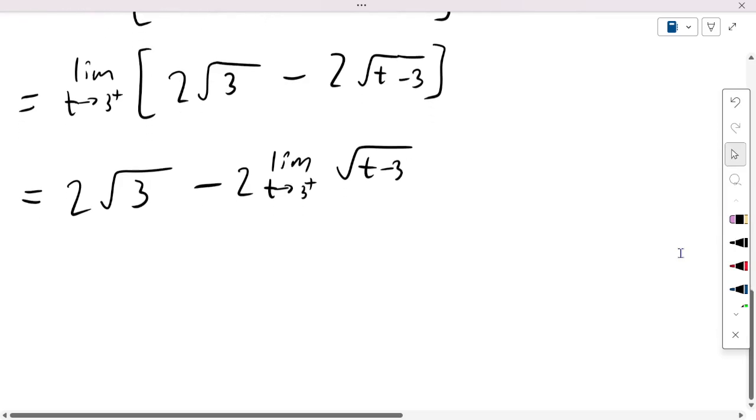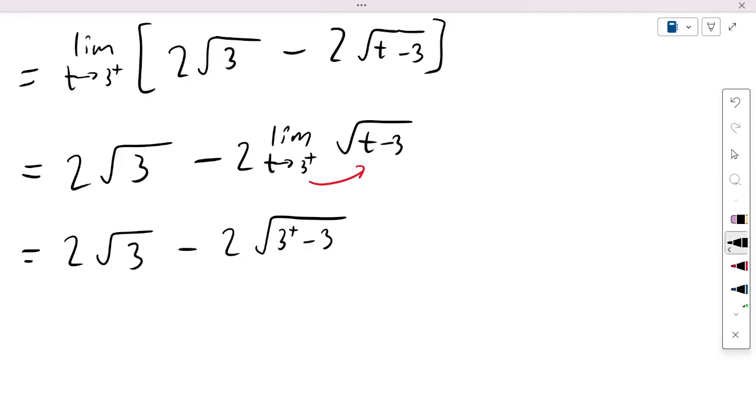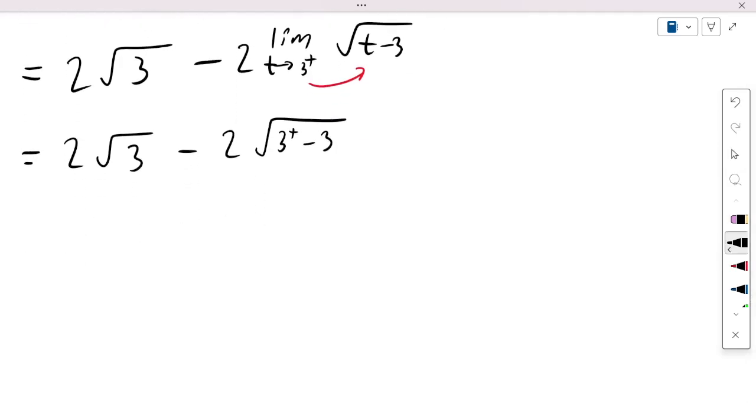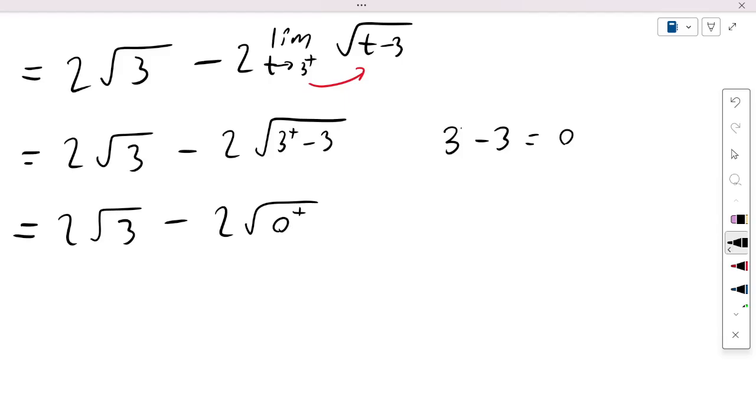And therefore what we can do is take the limit inside to the t, and we can see that if we do that, we're going to have 2 root 3 minus 2 into, that's going to be 3 from the right-hand side minus 3. And we know that 3 from the right-hand side minus 3, this will be 2 root 3 minus 2 into, and this will be equal to 0 from the right-hand side, because we know 3 minus 3 is equal to 0, right? But if we just add that positive side, then this will also be from the positive side.